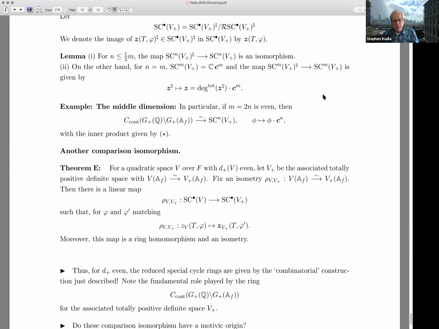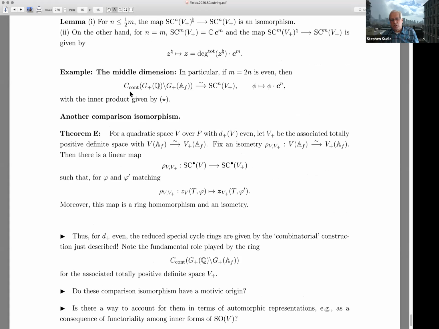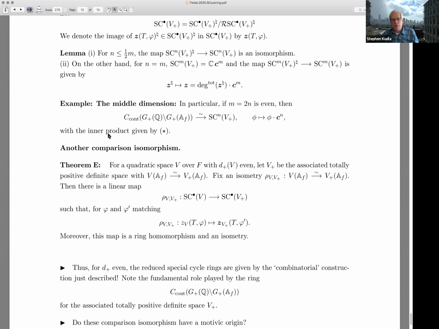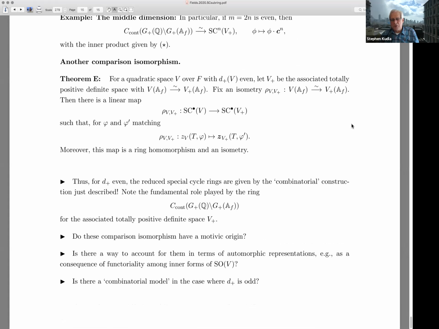In any case, the point is that in this reduced special cycle ring, there's going to be an inner product on the middle dimension, and it's going to be just the same as the usual inner product on this space. So this, in the middle dimension, if n is even, m is even, anyway. So now the amazing thing is you get this comparison isomorphism.